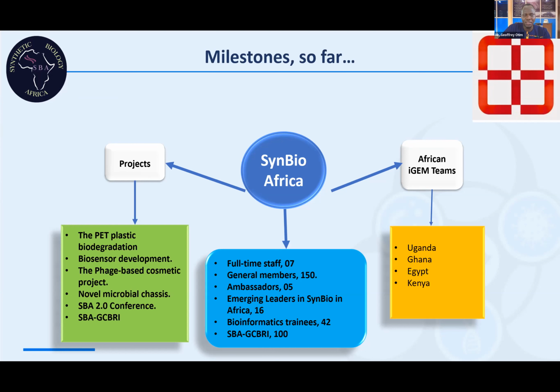Others we can see: we have emerging leaders that we sponsored way back in 2021, about 16 of them from 14 African countries. We have trained bioinformatics students or trainees, about 42 of them, and we have supported about other iGEM teams from 4 African countries.